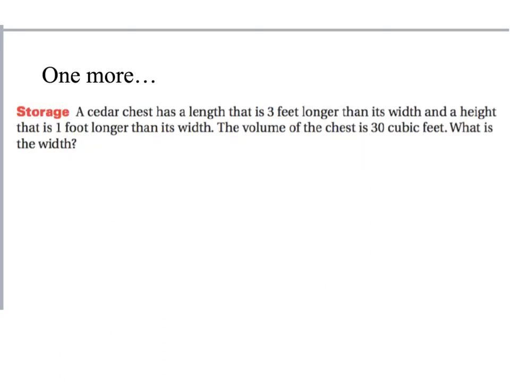One more to pause, try it on your own, basically the same thing. If you got this, you should be ready for the homework. So going through this piece by piece, we've got a length that's 3 feet longer than the width, so that's going to be x plus 3. The height is 1 foot longer than the width, so that's going to be x plus 1.